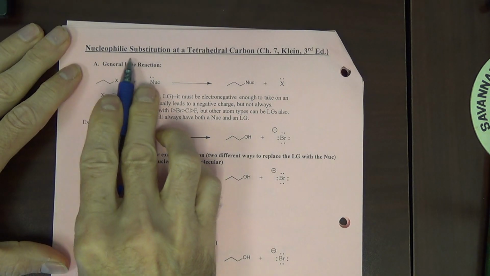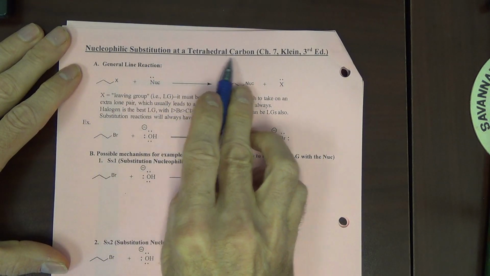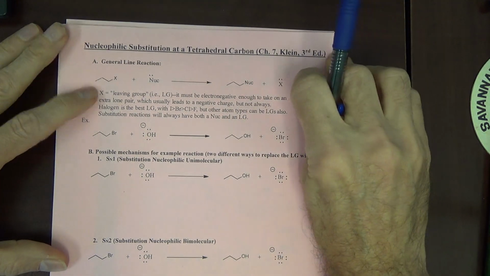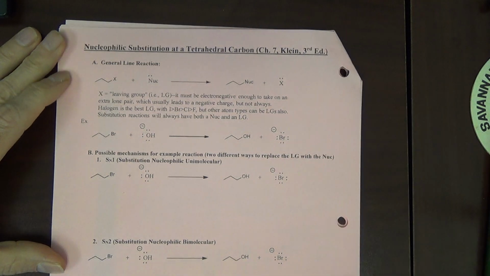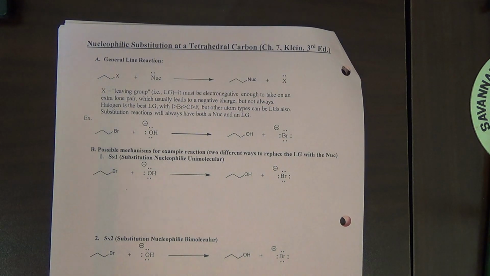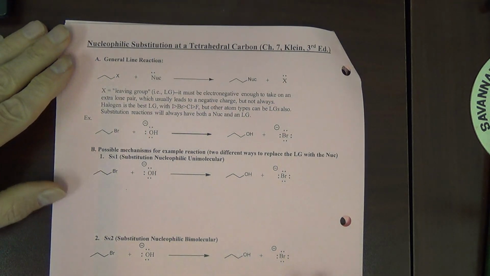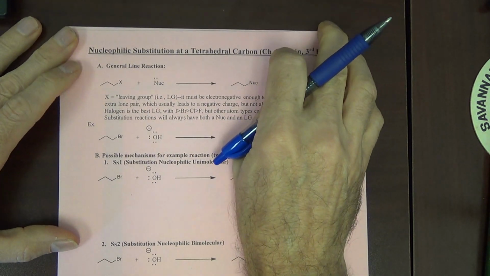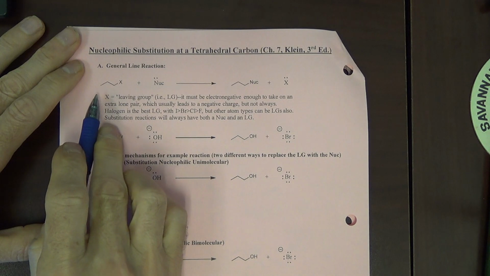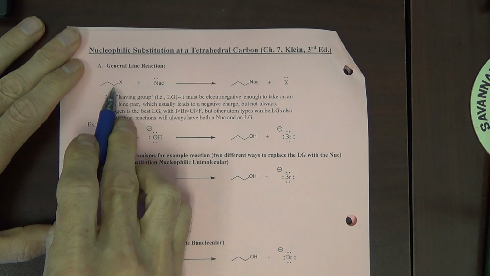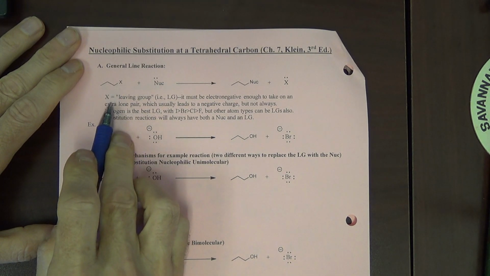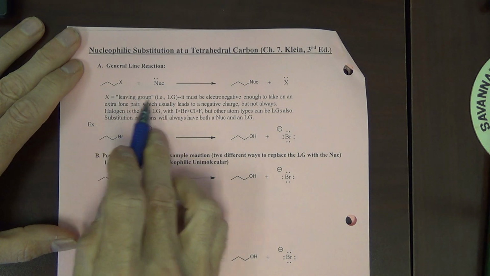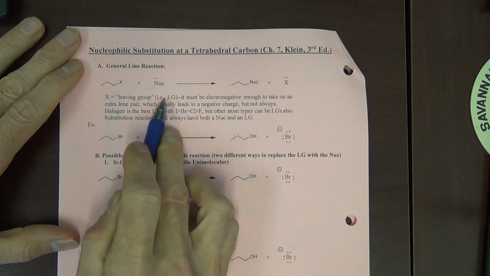Title here, Nucleophilic Substitution at a Tetrahedral Carbon. Chapter 7 in the Klein textbook. Okay, substitution reactions. This is a general reaction which shows substitution. We're going to have a tetrahedral carbon with a leaving group, denoted here by X. Leaving group, I abbreviate LG, many do.